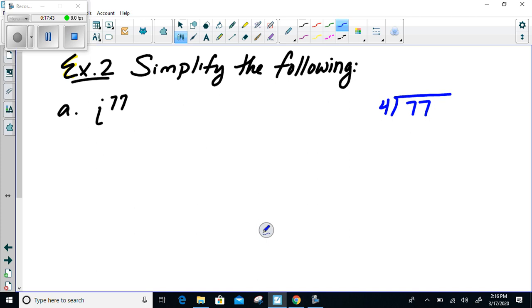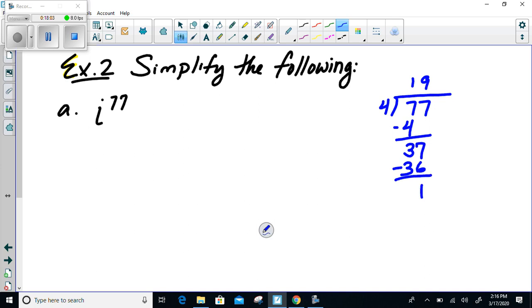So, 4 will go into 7 one time. You're left with 37. All right. So 4 times what gets to be close to 37? Of course, that's 9. Excuse me, 4 times 9 is 36. And I've got a remainder of 1.